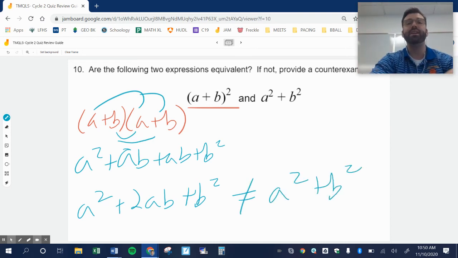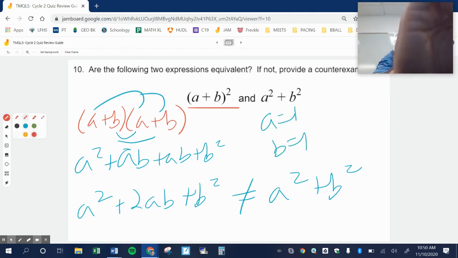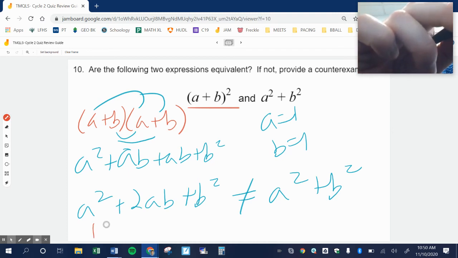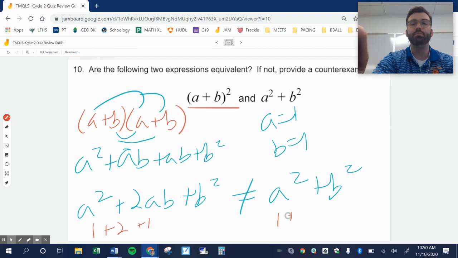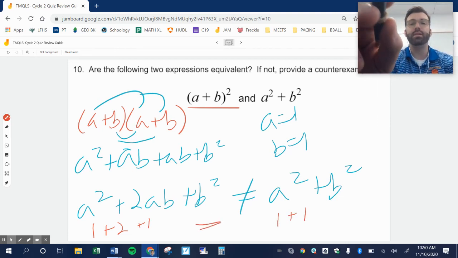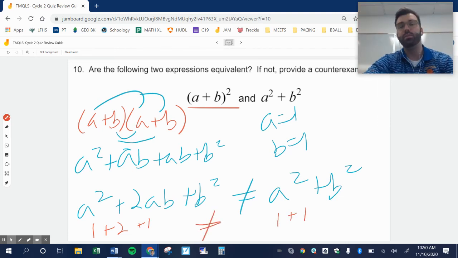If I want to provide a counterexample, what do you guys want to use? Okay, yeah, that's a good idea. Let's use a equals 1 and b equals 1. So if I do that, I would get 1 plus 2 plus 1, and then I would get 1 plus 1. These, again, are not equal. 1 plus 2 plus 1 I know is 4. 1 plus 1 is 2. So that's not the same. There's a counterexample.